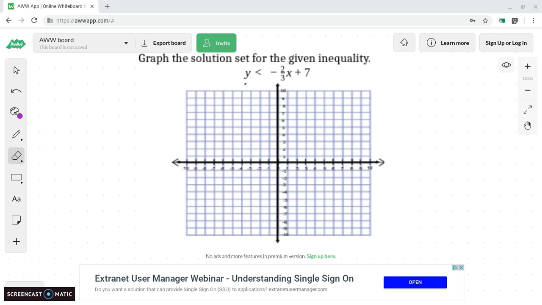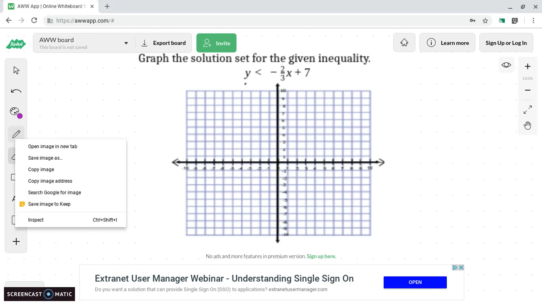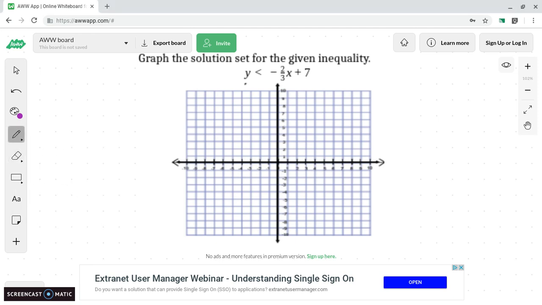All right, so we have this problem. It says graph the solution set for the given inequality. And so the first thing that should be a clue to us is that it says the word inequality. It also has an inequality symbol. And that's super important because that means we have to do two extra things.